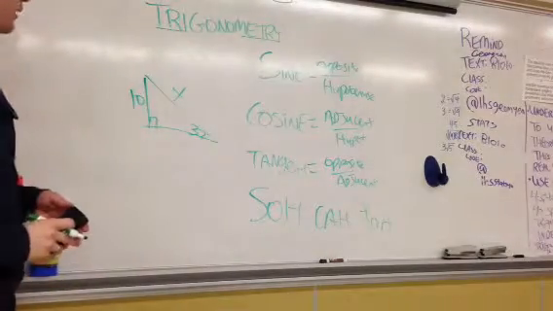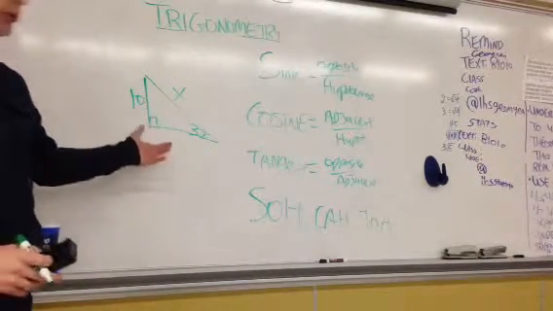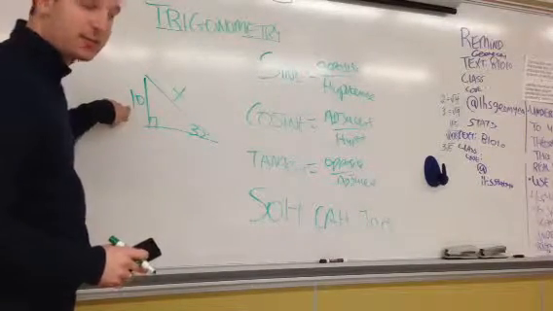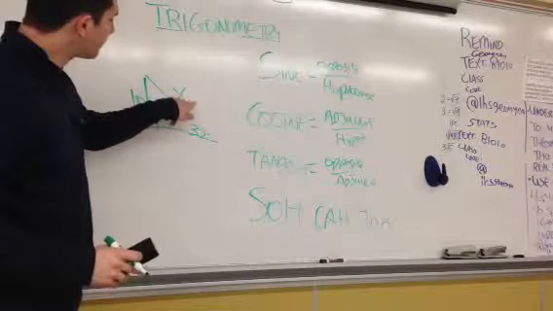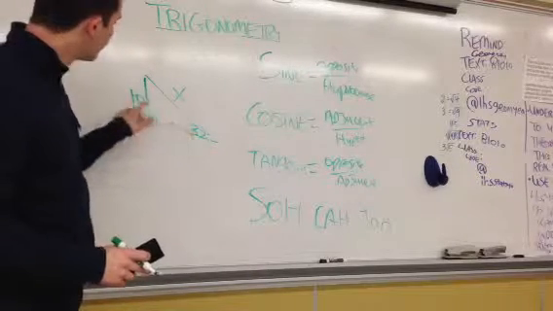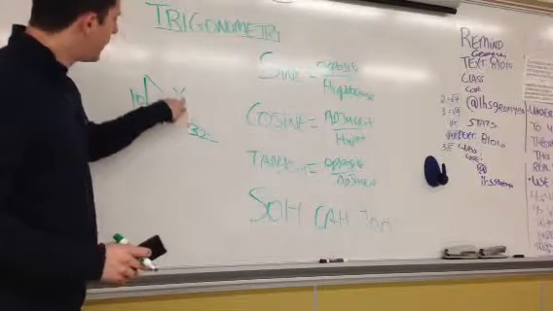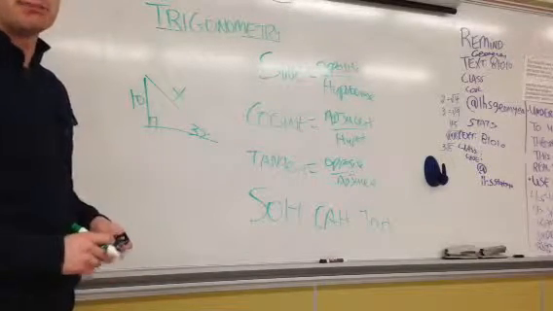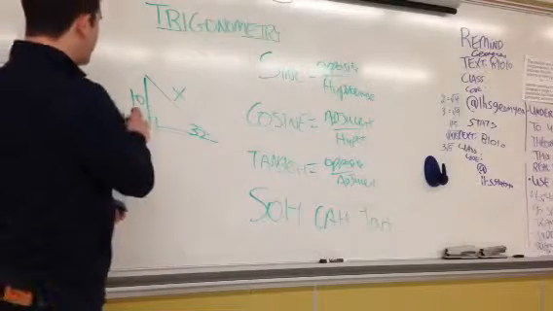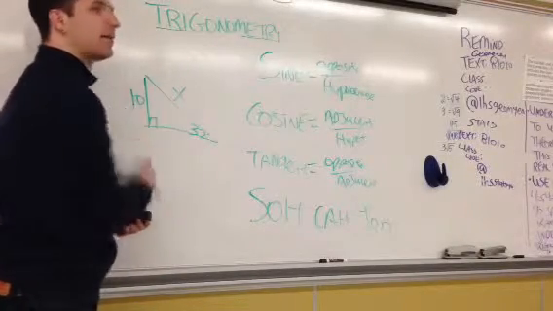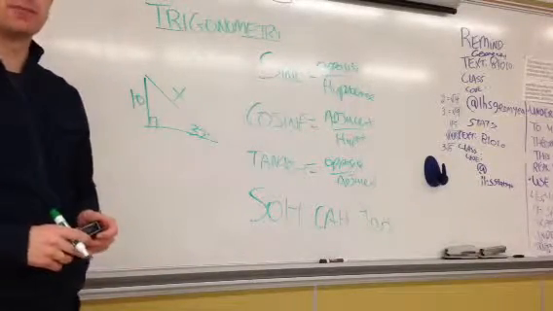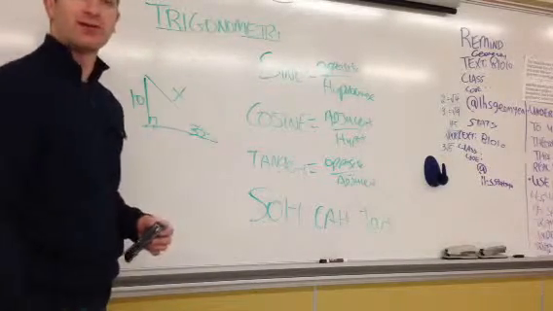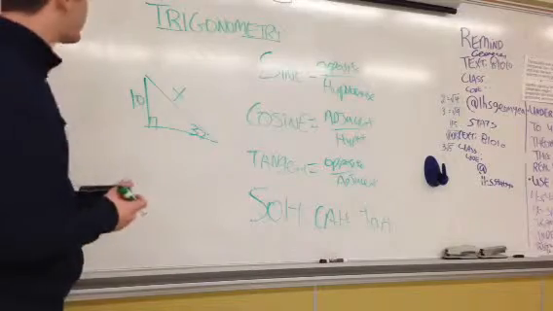All right, so what you'll notice here is that I have one side length that's given to me, and I'm trying to find another side length. So I'm given one side length and one angle, and I want another side length. Can I use Pythagorean theorem? Well, no, I don't have two numbered side lengths. Can I use special right triangles? Well, no, I don't have a 30, 60, 90 or a 45, 45, 90. So I'm going to use trigonometry.